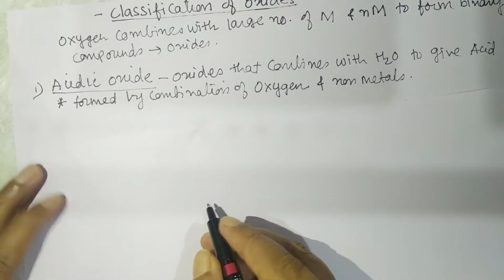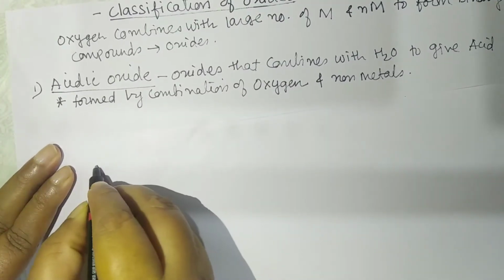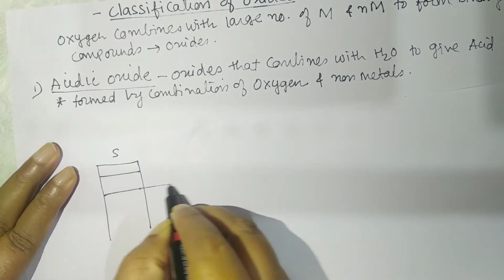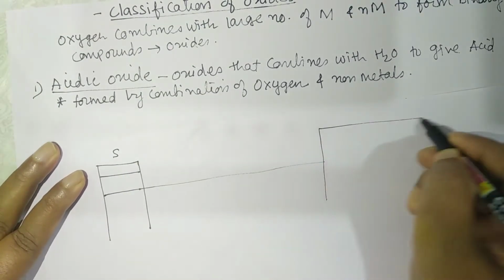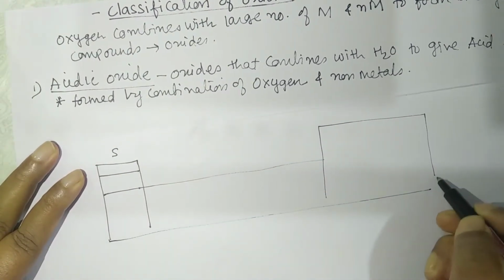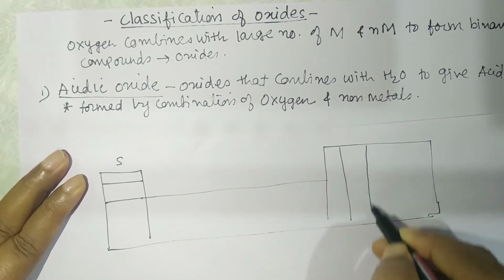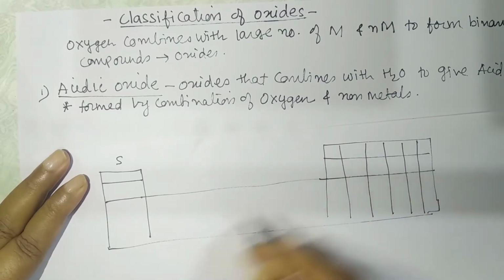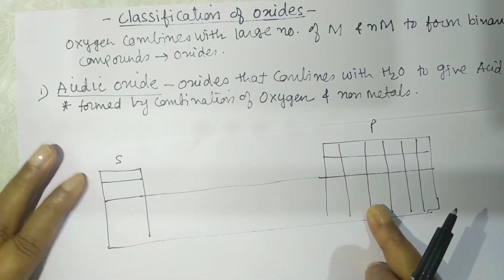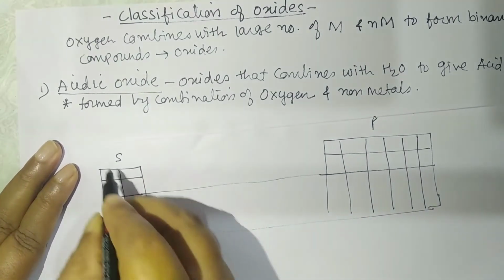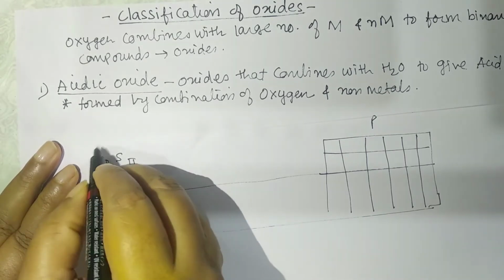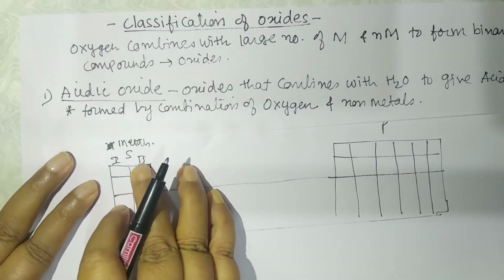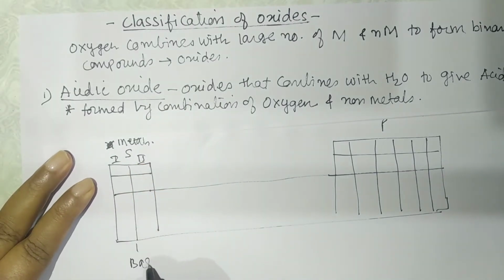If I try to draw the rough skeleton of the periodic table, what you have here is the S block. I am not drawing the complete periodic table, just a glance at how it looks. So you have this as S and this as P block. Students, all the elements present in the first and the second group are metals, sorry, they are metals, and they will form basic oxides.